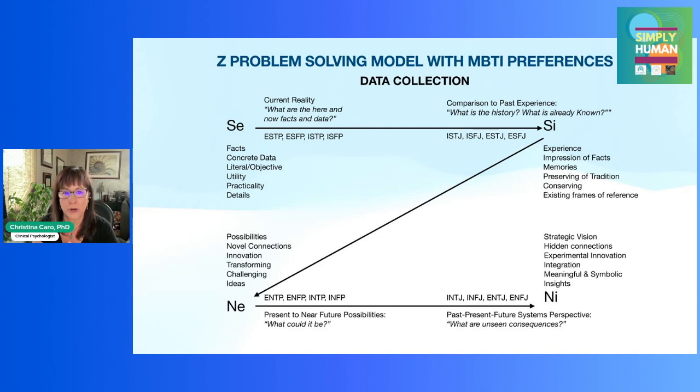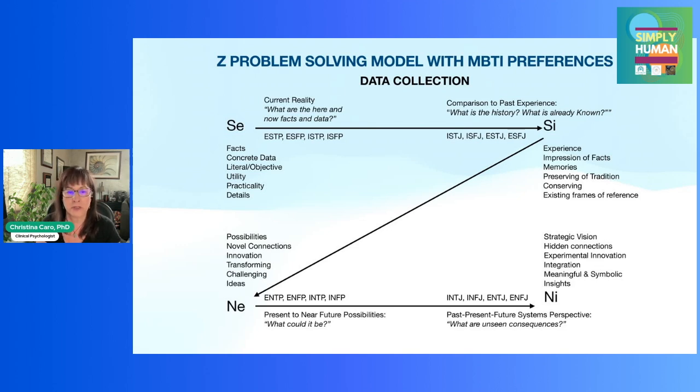Under extroverted sensing, we have facts, concrete data, literal and objective observations. We have the practicality and the details. When we move over to sensing in the introverted attitude, we have experiences, impressions of the facts, memories, preserving of tradition and conserving, and also existing frames of reference.